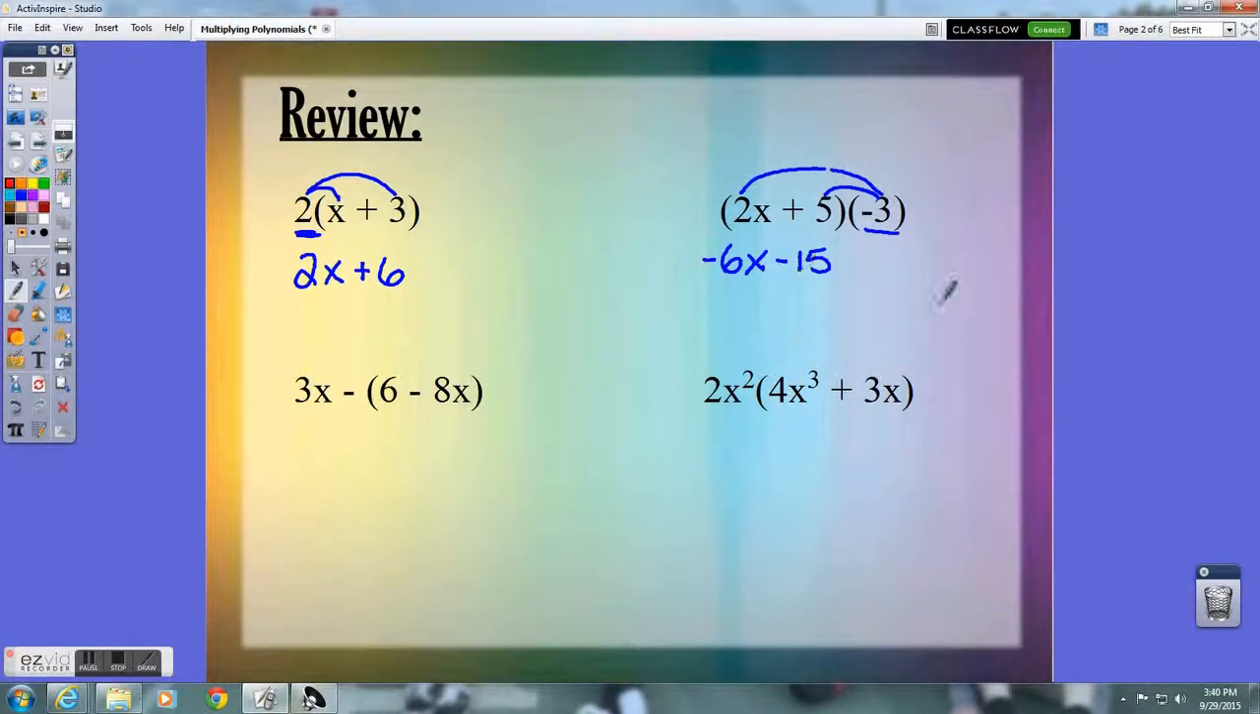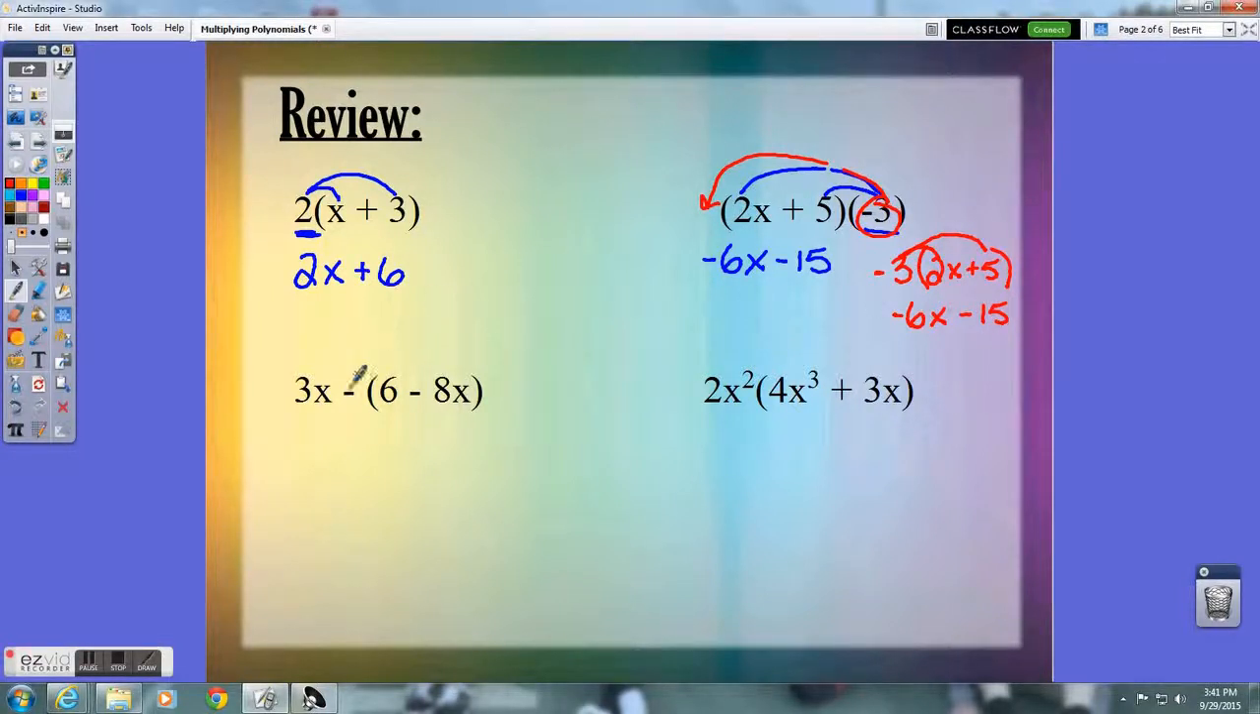The other way that you can do this problem is you can take that negative 3 and move it to the very front of the parentheses. So you could rewrite it as negative 3 in parentheses 2x plus 5. If you prefer to see it this way, you do have that as an option, and I should get the same answer. So negative 3 times 2x is negative 6x, and negative 3 times 5 is negative 15.